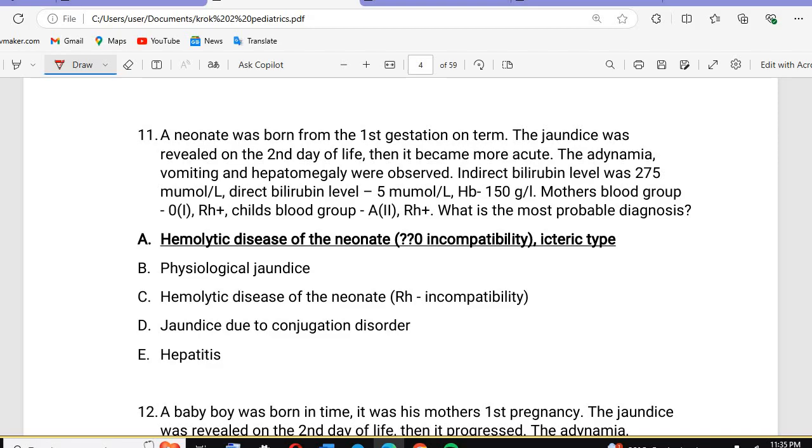A neonate was born from the first gestation at term. The jaundice was revealed on the second day of life, then it became more acute. Adynamia, vomiting and hepatomegaly were observed. Indirect bilirubin, you can see, is 275. Direct bilirubin is very low. Hemoglobin is 150 grams. Mother's blood group is O Rh positive. So we are just going to discuss here the hemolytic disease.